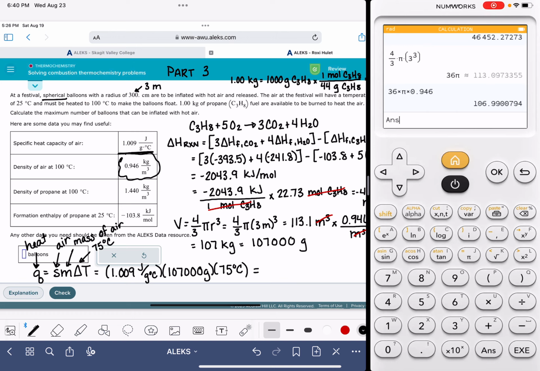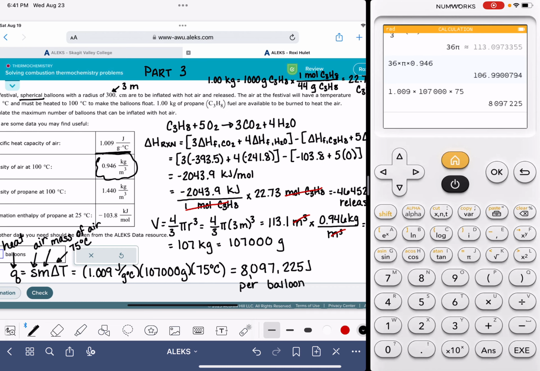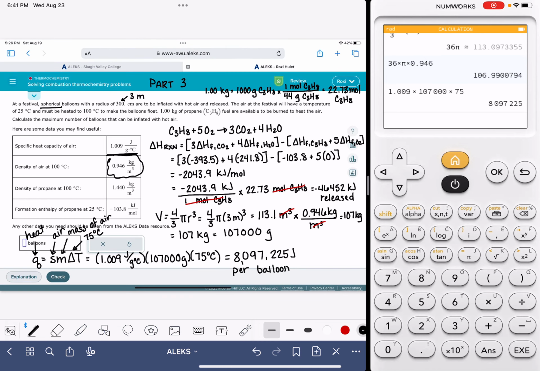And so that is going to give me 1.009 times 107,000. I forgot to multiply. This problem fries my brain. Each balloon is going to need 8,097,225 joules of heat per balloon. That's a lot. This is joules.